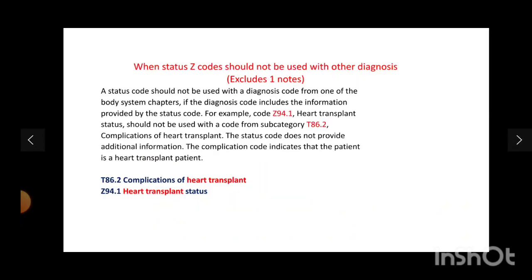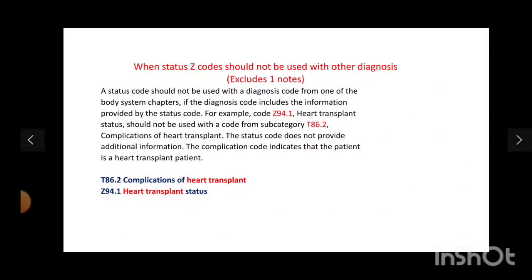Then another is that a status Z code should not be used with other diagnosis. Actually you can see this in an Excludes1 note, but in some codes you won't get an Excludes1 note to guide you whether these codes can be coded together or not. This is one example of that. A status code should not be used with a diagnosis code from one of the body system chapters if the diagnosis code includes the information provided by the status code.